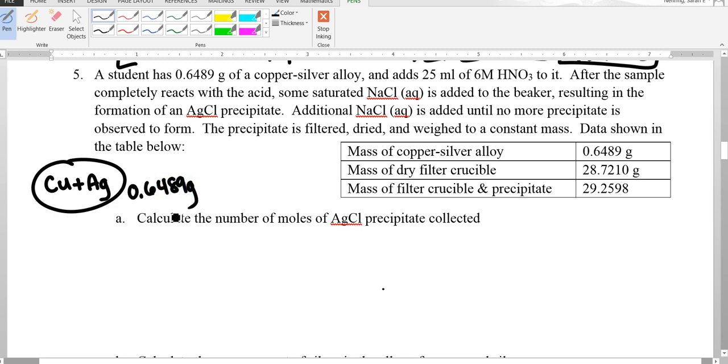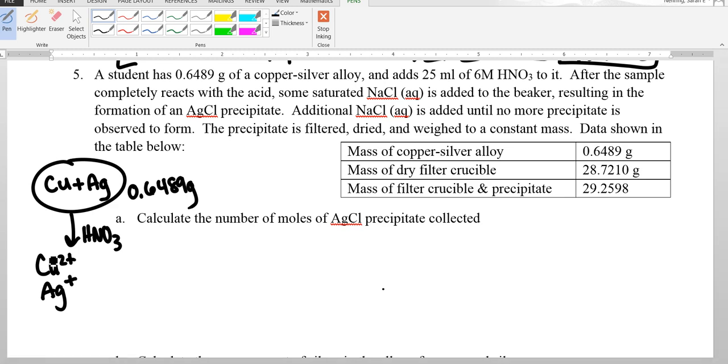0.6489 grams. And if we take this thing and we dissolve it in some nitric acid, which we did in a lab back in probably September. Remember, we did the reaction where it turned blue and it released this brown gas. It was a cool reaction. What that reaction does is it basically dissolves your metals and turns them into ions. So when you add nitric acid, it dissolves, and that means you end up with copper ions and silver ions. There's other stuff in the solution too, but they're spectators. We don't really care about them right now.